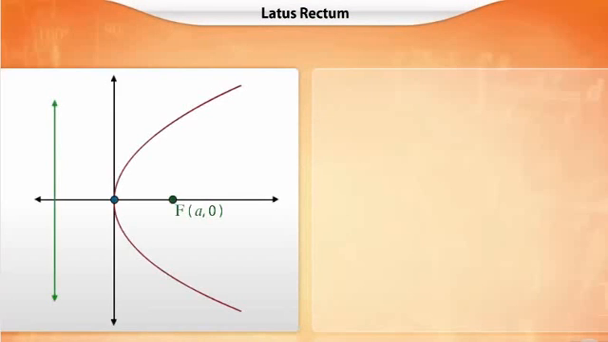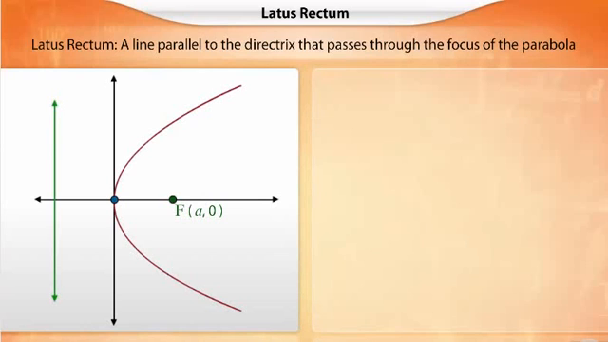Next, let us see the method to calculate the length of the latus rectum. The latus rectum is the line parallel to the directrix which passes through the focus of the parabola. Let LFL' be the latus rectum of the parabola y square equal to 4ax. By symmetry of the parabola, LF is equal to L'F. Let's say it is equal to k. So, the coordinates of L are (a, k).